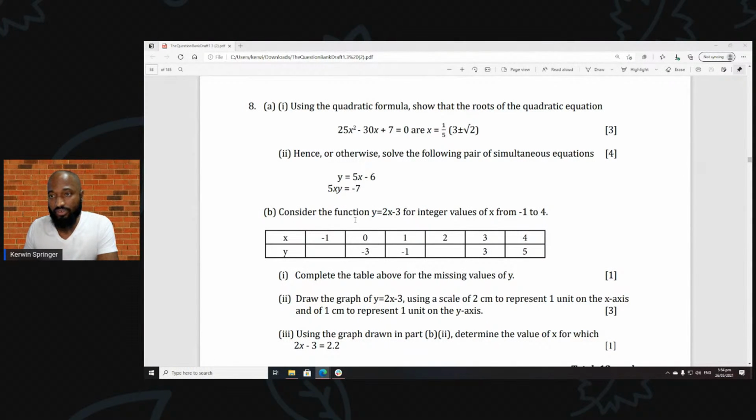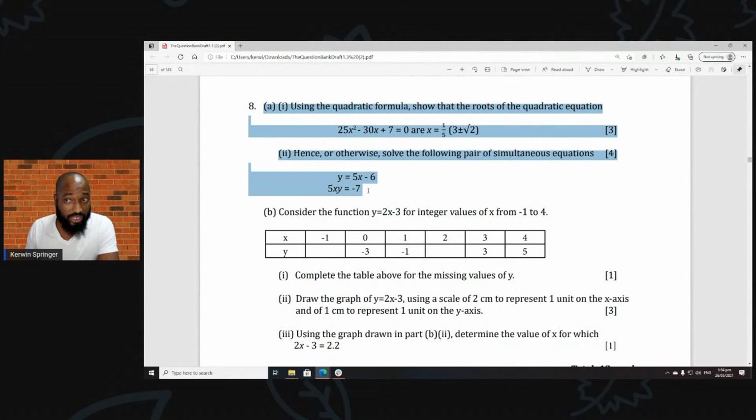So consider the function y is equal to 2x minus 3. Now, as I said, this was a really tough question. Pay attention to this question. This is like one of the toughest things that could come for a CSEC Maths exam. I just did it just now. Go back and watch our video.